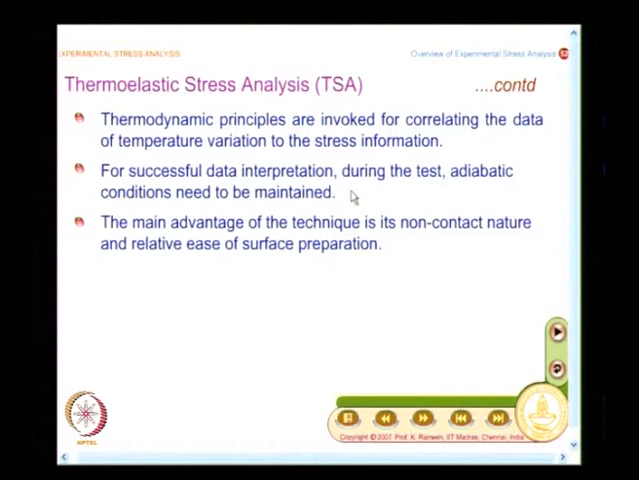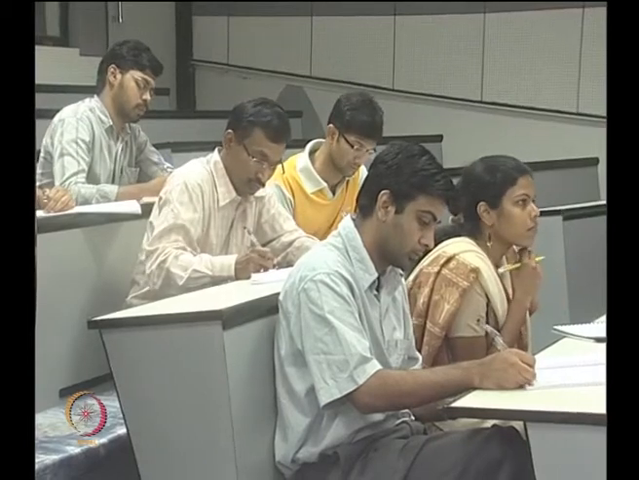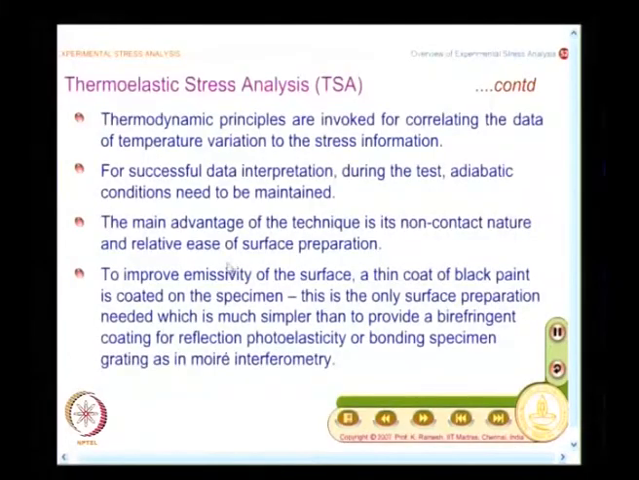And the main advantage here is the technique is non-contact, and again when there is a small advantage you should take note of it. It has a relative ease of surface preparation, it is again a relative term. And here what is the kind of surface preparation you do? You have to improve the emissivity of the surface. A thin coat of black paint is coated on the specimen. It is not white paint like in speckles, but it is a thin coat of black paint.